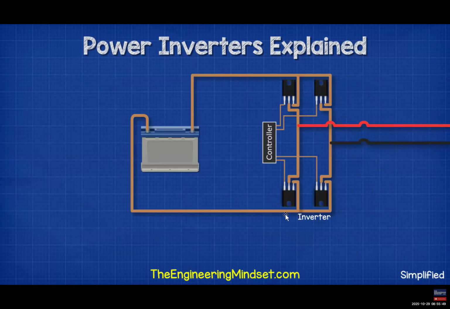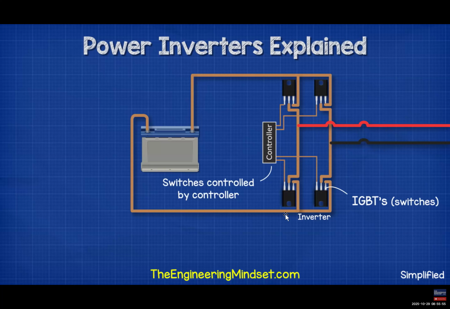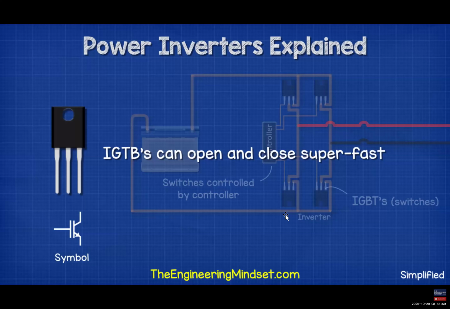The inverter consists of a number of electronic switches known as IGBTs. The opening and closing of the switches is controlled by a controller. These can open and close super fast in pairs to control the flow of electricity.